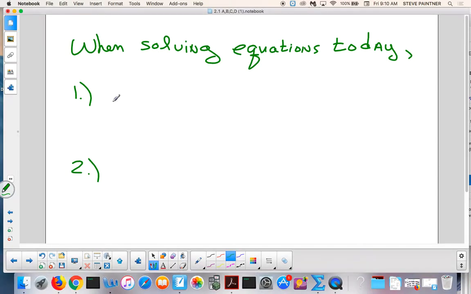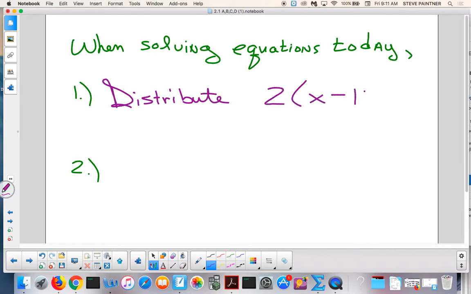First things first, today when you solve equations, we want to distribute. So let's write that down. For example, if you get something like this today in your equation, take care of it first. That's the first thing you do. So you go 2x what? 2x what? Minus 20. Okay. So that is number one today. You see grouping symbols, take care of the multiplier. Okay? Second thing to do, and this is critical.